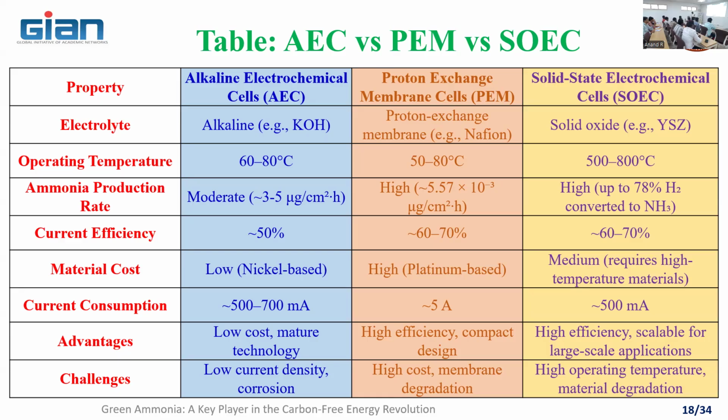Here, higher operating temperature. Naturally, when the system is exposed to high temperature, 500 to 800 degrees, there will be loading or deloading that happens. So naturally, material degradation happens.